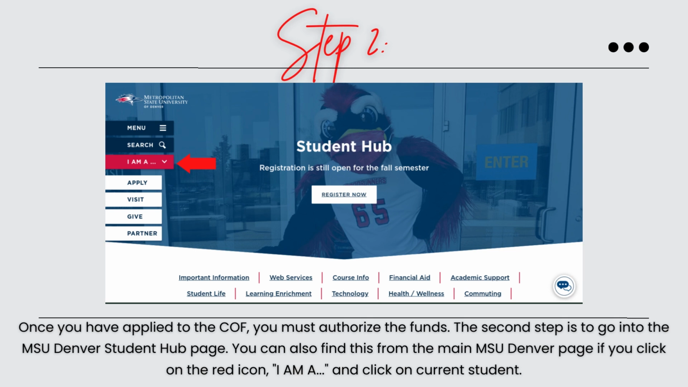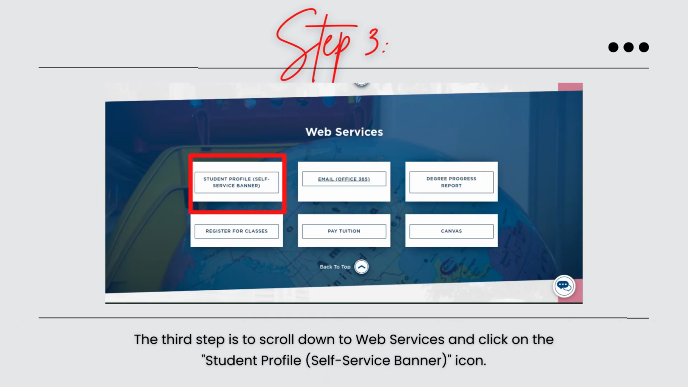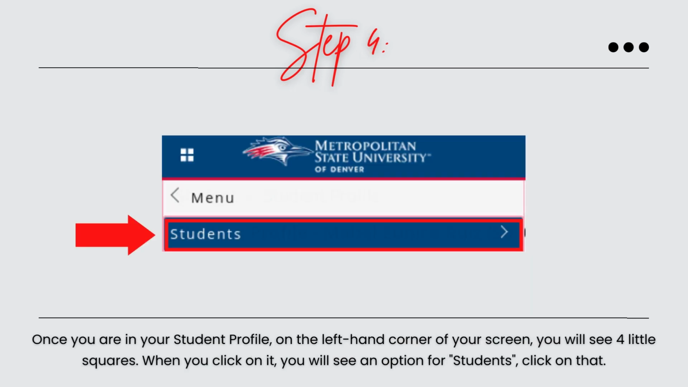The second step is to go into the MSU Denver Student Hub page. You can also find this from the main MSU Denver page if you click on the red icon, I am a, and click on Current Student. The third step is to scroll down to Web Services and click on the Student Profile Self-Service banner icon.